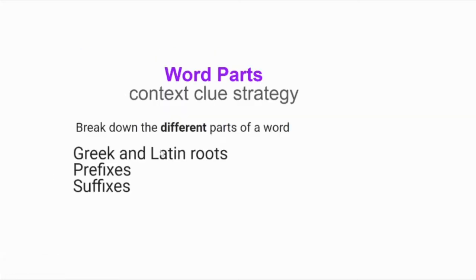Now let's take a look at another context clue strategy, and it is the word parts. Well, word parts is where we are breaking down the different parts of a word. So we're going to take a look at Greek and Latin roots, prefixes, and suffixes.